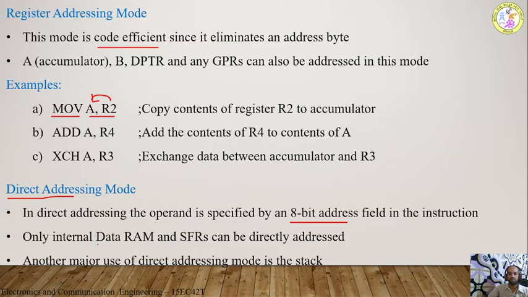In the direct addressing mode, we can use the address of data RAM memory or the address of an SFR. Another major use of direct addressing mode is the stack. The stack can also be used in this addressing mode. We know that stack memory is also a part of RAM memory. Some part of RAM is treated as stack. And the stack memory can also be addressed by using the direct addressing mode.